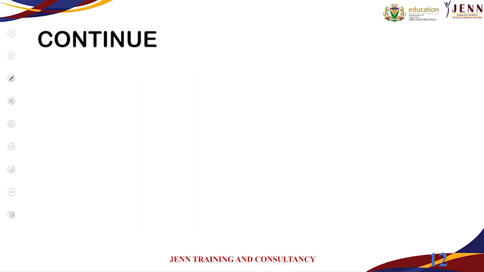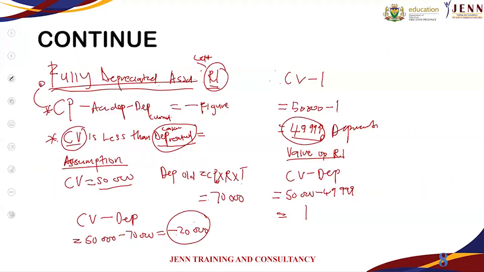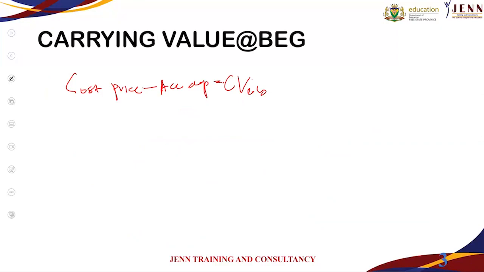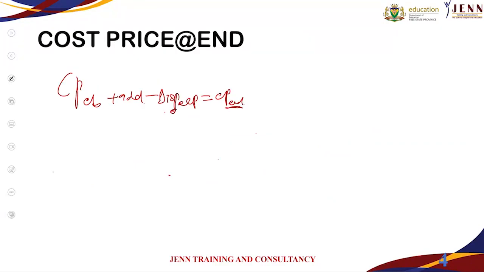Now, then we can check the formula we said here. We want the carrying value at the beginning, but using the end information. Here it was the cost price method. We can actually say cost price at the beginning plus additions minus disposals at the cost price is equal to cost price at the end.